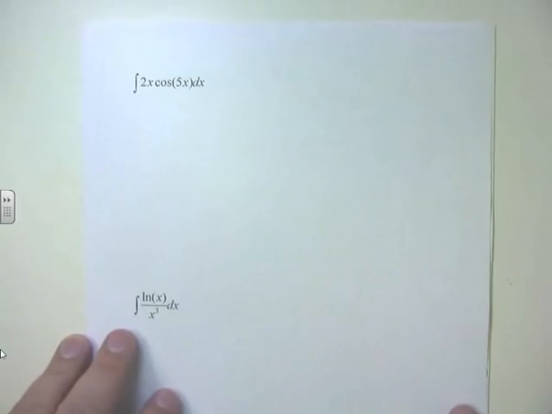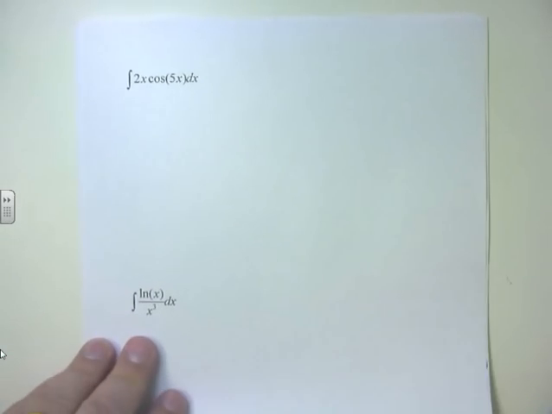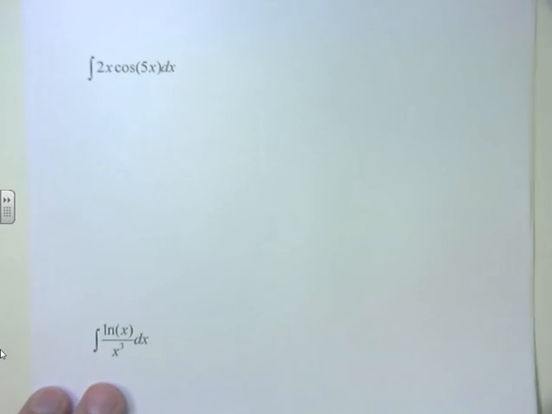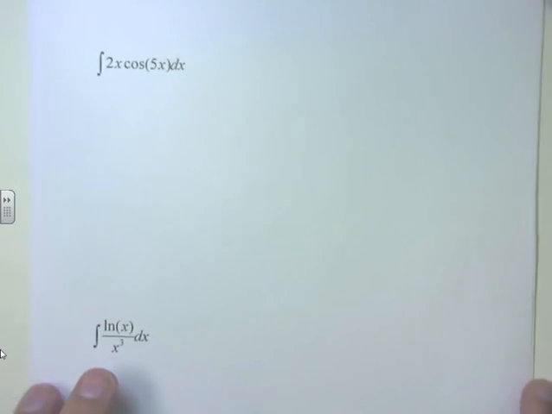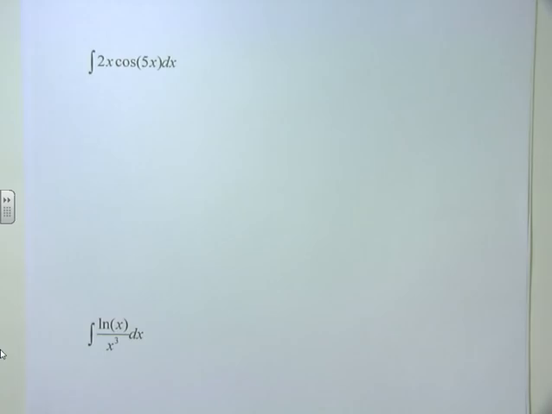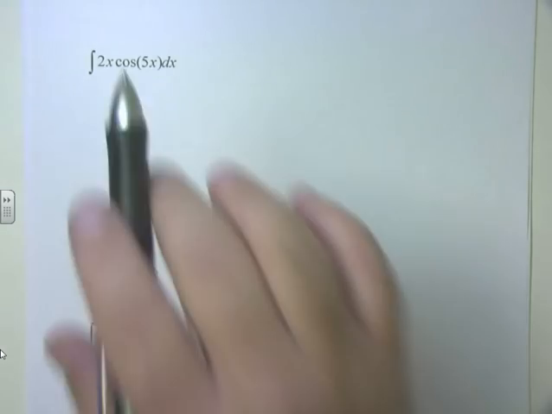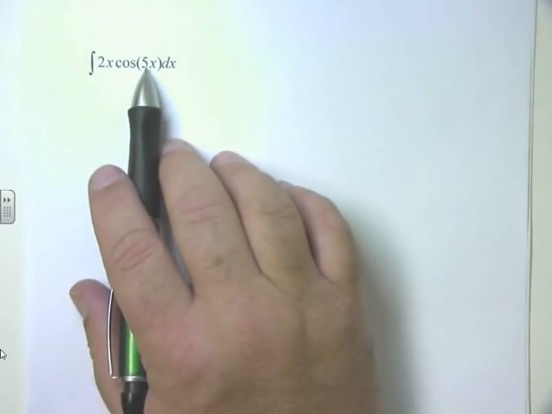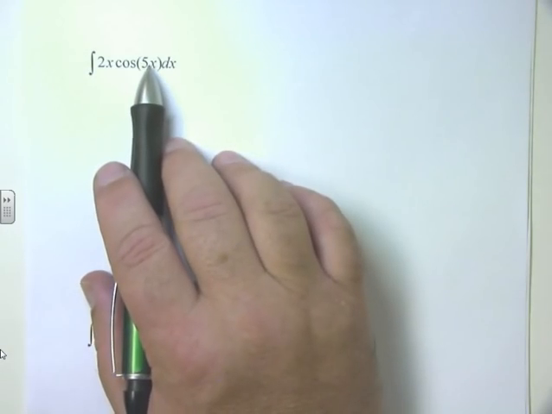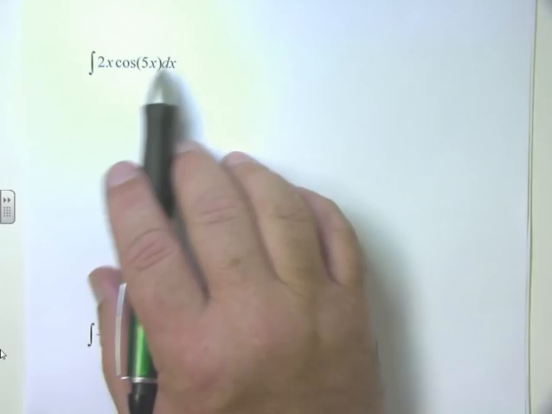Well, here's another one. The integral of 2x cosine of 5x. Now, again, first thing I should always do is try u substitution. But if I was going to do this kind of problem with u substitution, I would let u equal the angle on the trig function. I would let u equal 5x, which means du equals 5 dx.